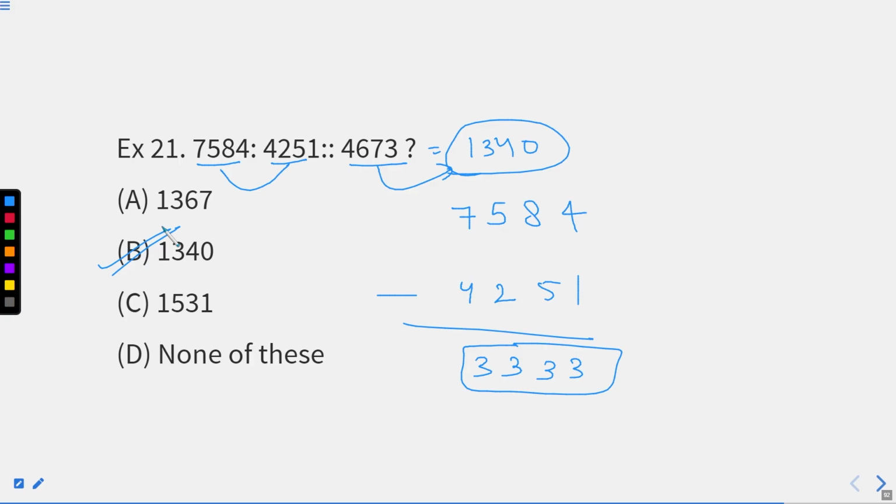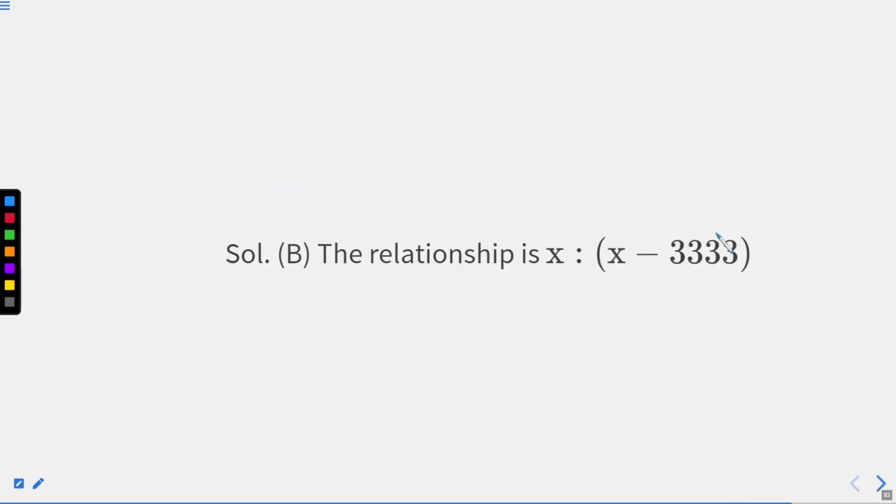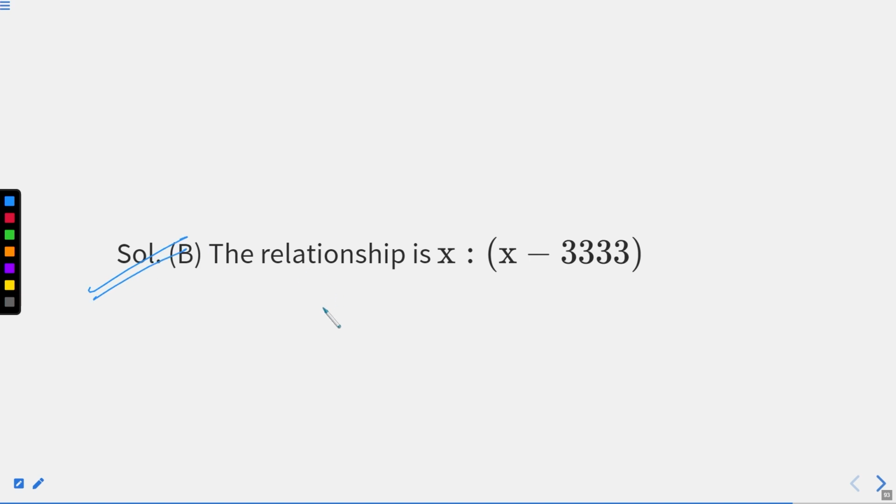As soon as you redraw this, you are able to derive the relation, because the basic difference of -3 is visible here, right? This part is visible. I'll just remove this part so that it becomes easy for you to understand. Now I'll move to the next part. We know our option number B will be our answer. The relation is x minus 3333.